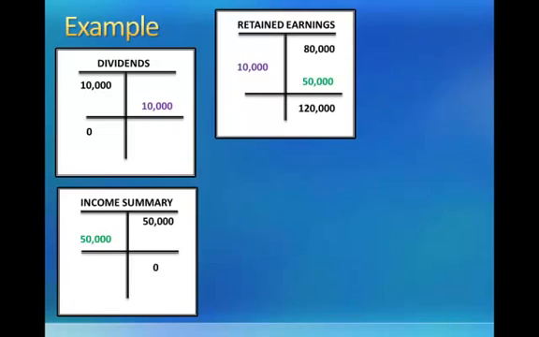So after completing this accounting period, we have closed the revenue and expense accounts to income summary and income summary to retained earnings. This puts all of our revenue and expense accounts into retained earnings. We've also closed the dividend account to retained earnings, which reduces retained earnings by the amount of dividends paid during the accounting period. So the ending retained earnings balance is $120,000, and that balance will not change until we make the closing entries for the next accounting period.